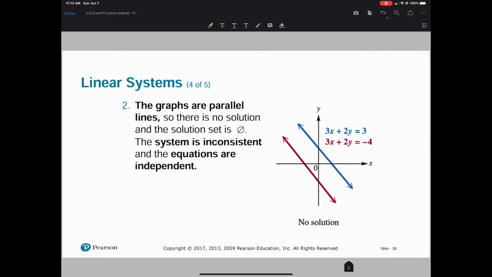Now let's look at this. If they're parallel, that means the answer is no solution because they never intersect. This system is inconsistent and it is independent.